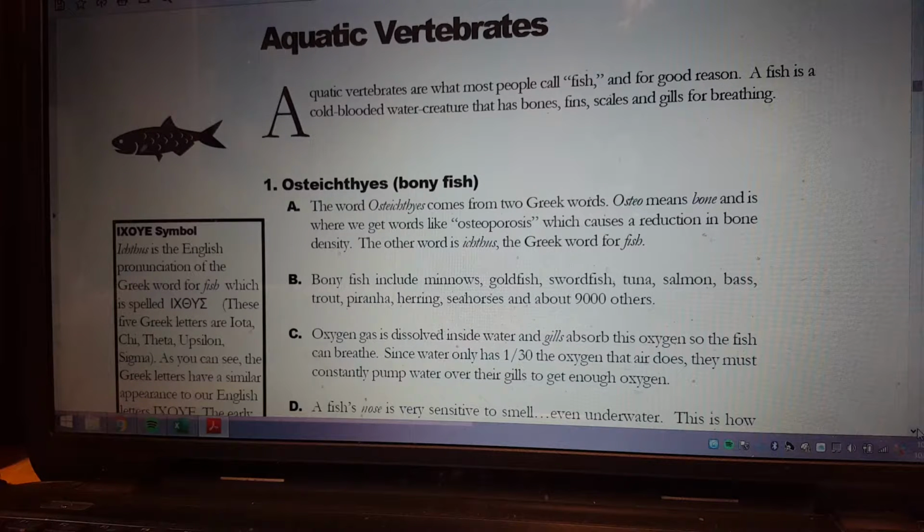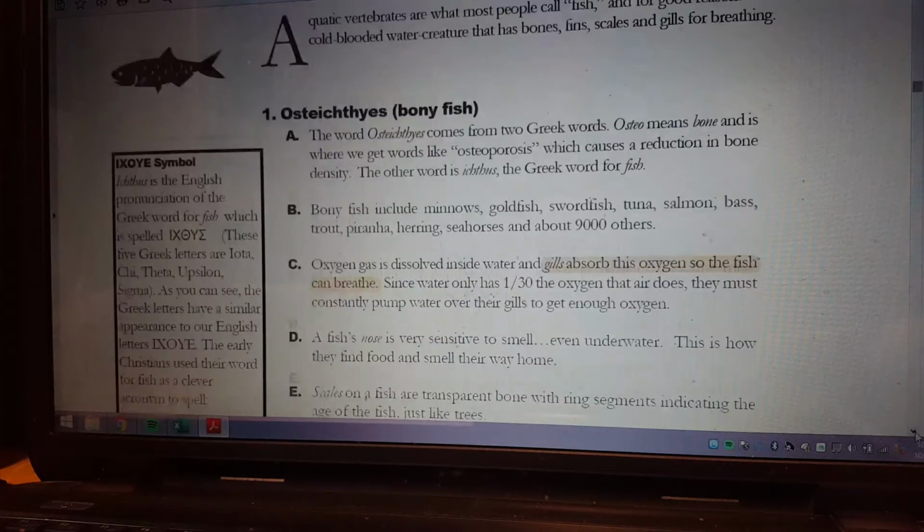C. Oxygen gas is dissolved inside water, and gills absorb this oxygen so the fish can breathe. Now, this is something that you'll need to remember, that the fish's gills absorb this oxygen so the fish can breathe. And basically that is through the fish opening and closing its mouth. That is the way that they absorb the oxygen. Okay? Since water only has 1/30 the oxygen that air does, they must constantly pump water over the gills to get enough oxygen.